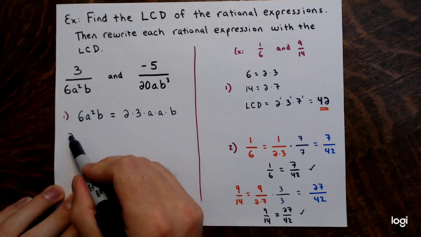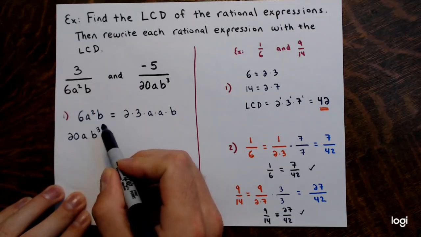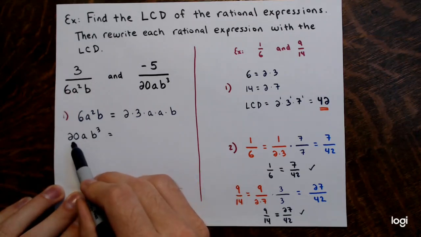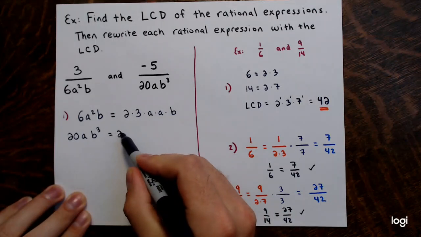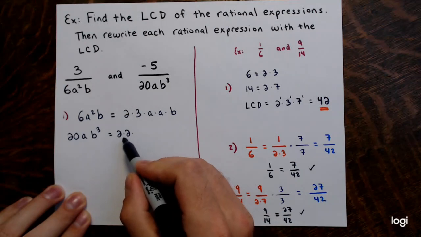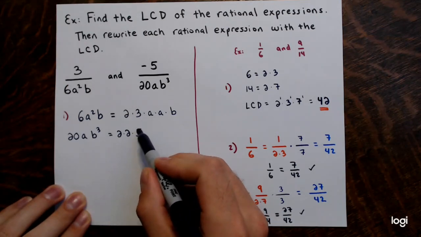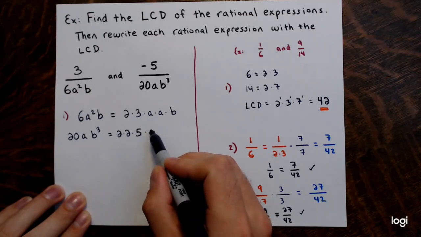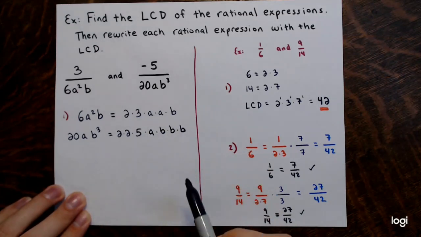And then 20ab cubed. 20 breaks down to 4 times 5, and the 4 would break down to 2 times 2, so you've got 2 times 2, or 2 squared if you like. Nothing wrong with that. Times 5, that's 20. Times a times b cubed. b times b times b. Or just write b cubed.